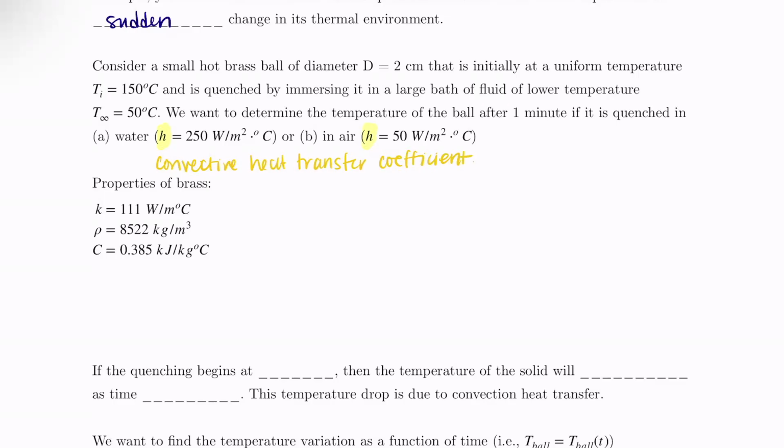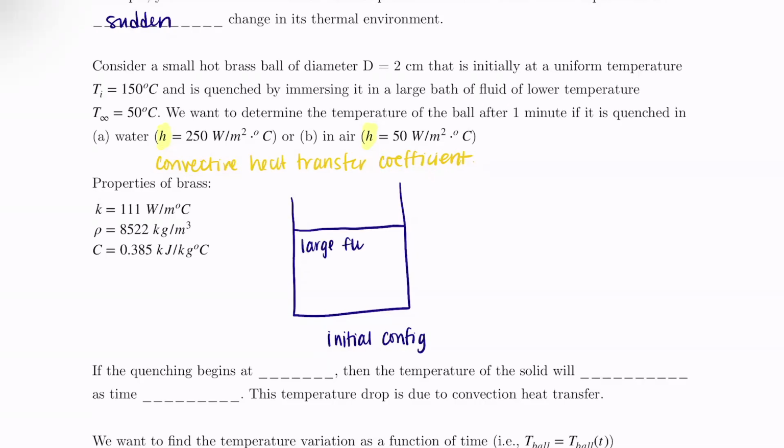All right, so essentially what we have is some initial configuration where we have our large fluid bath here, and it is at a temperature T infinity. And then above the bath, we have this sphere of brass with a diameter D, and this is at a temperature Ti initially.